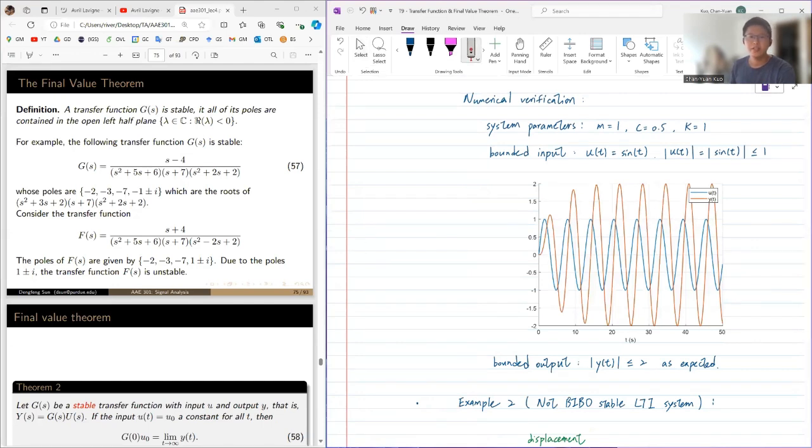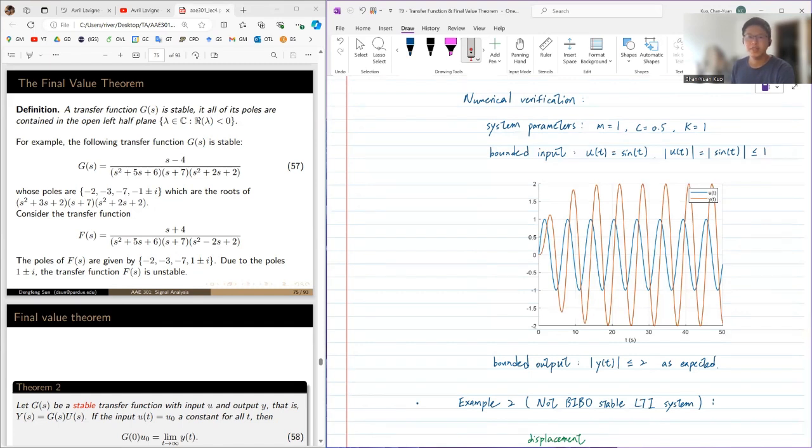Now, we can verify this result with a numerical simulation. In this simulation, the parameter m is equal to 1, c is equal to 0.5, and k is equal to 1. The input to the system is a sinusoid, sine of t, whose magnitude is bounded above by 1.